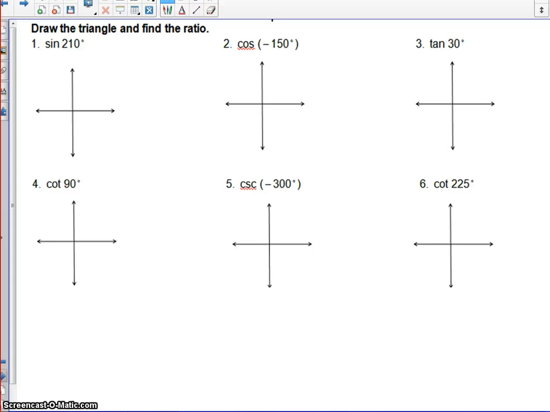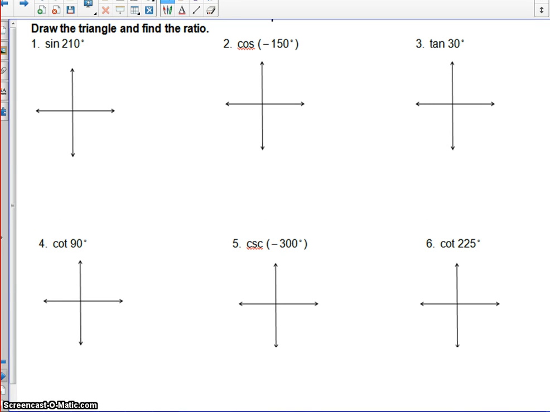But I wanted to show you a few examples here from the worksheet. So let's start with problem number 1. The sine of 210 degrees.